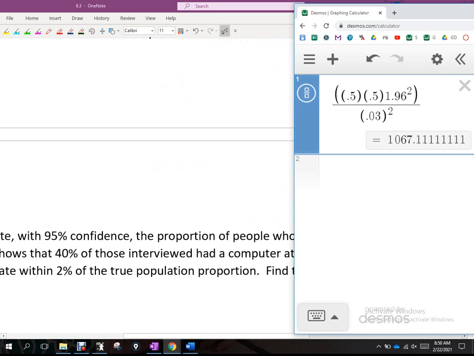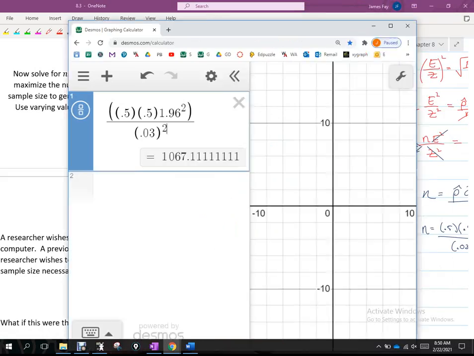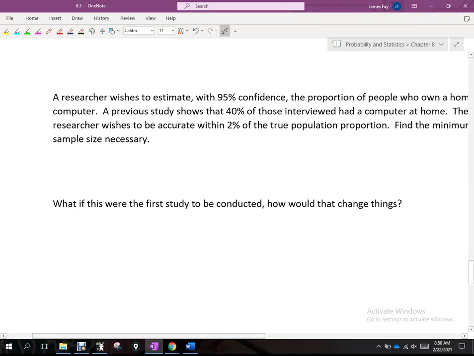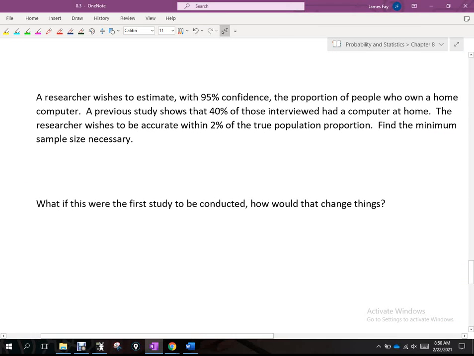Okay. If we go back to, so the next question asks us to do something using that. It says a researcher wishes to estimate with 95% confidence the proportion of people who own a home computer. So the previous study shows that 40% of those interviewed had a computer at home. So the researcher wishes to be accurate within 2% of the true population proportion. Find the minimum sample size necessary. Okay, so I'm trying to find the sample size. So I'm going to use n is equal to p hat, q hat, z squared over E squared.